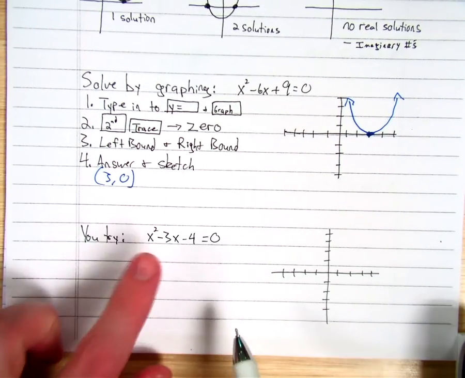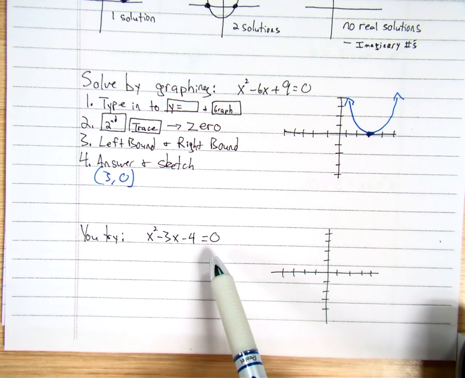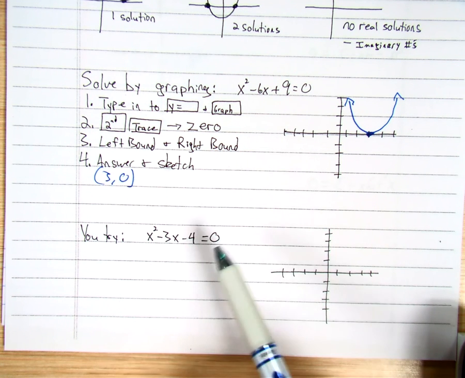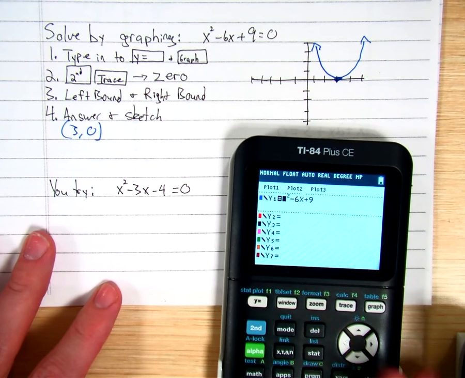Number 2, it says you try. Okay, if you're feeling confident, go ahead and push pause and give it a go. There's going to be 2 of them. You have to do it twice. Otherwise, I'm going to walk through it here slowly with us.